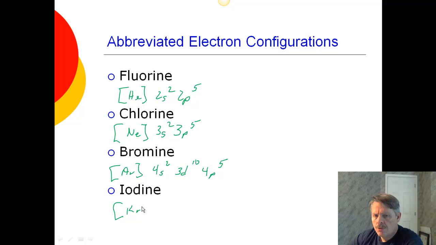After argon, it's krypton. And that's 5s2. Again, be careful because we have 4d10 thrown in here. And then we have 5p5. And you notice that all of these end in s2 and p5.